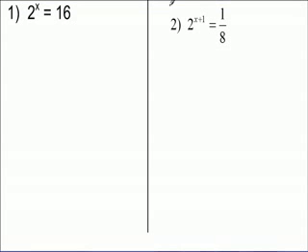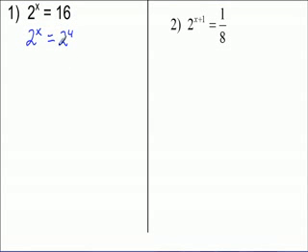Starting with this one, we have 2 to the x equals 16, and what we want to do is write this equation so that the bases on either side of the equal sign are the same. So I start with 2 to the x. Well, that base is as simple as it's going to get. 2 is a prime number. And then 16, I'm going to actually rewrite that as 2 to the power of 4.